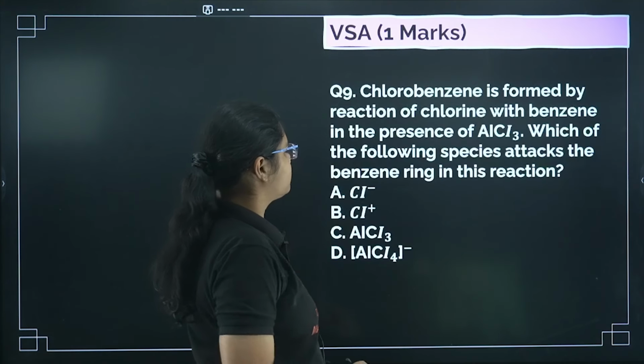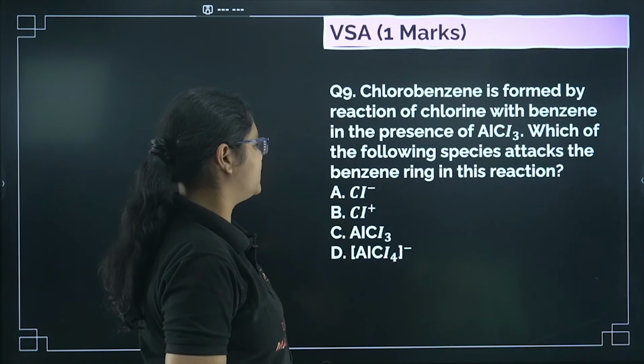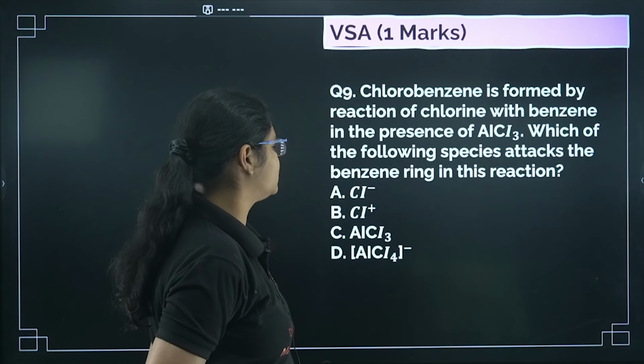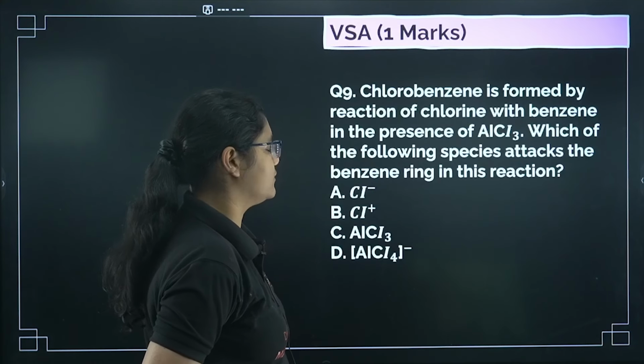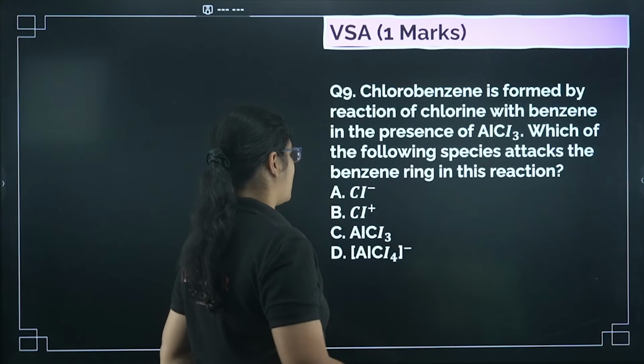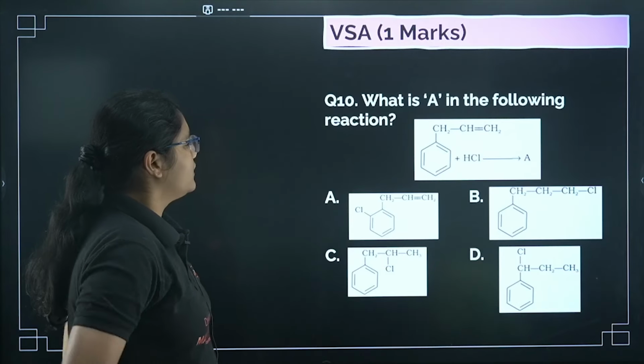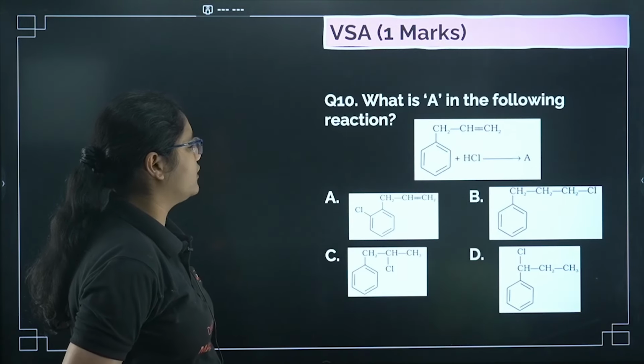Next, chlorobenzene is formed by the reaction of chlorine with benzene in the presence of AlCl3. Which of the following species attacks the benzene ring in this reaction? So chlorination happens when you have Cl+, that is option number B here. Okay. Next, what is A in the following reaction?